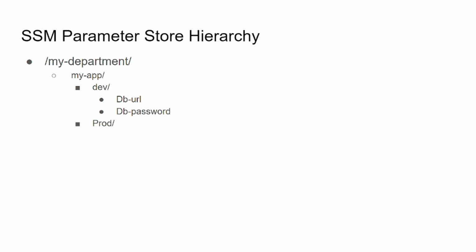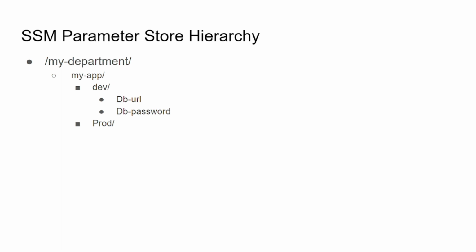So you can store parameters in the parameter store with a hierarchy. For example, you can define my department as a path, and underneath it my app, then dev, and then we have devdb URL, then devdb password within that folder. That means your parameters go all the way down the hierarchy.